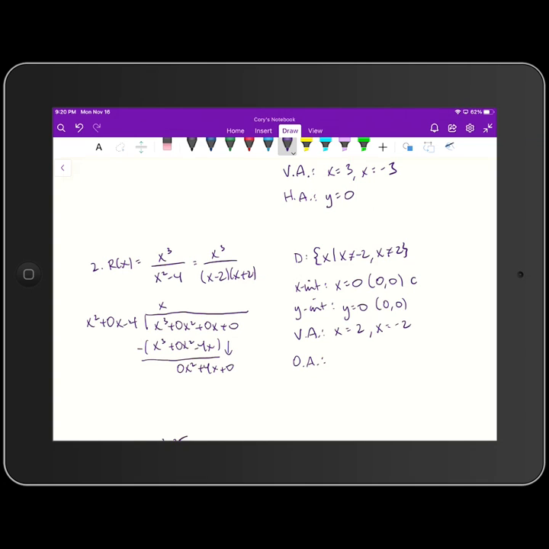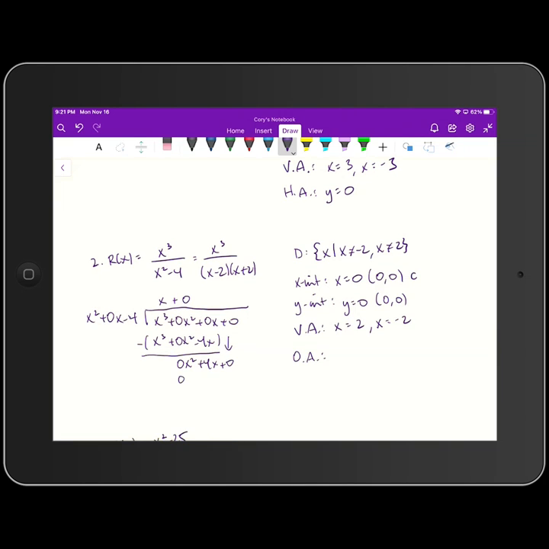What times x squared gives us 0x squared? That is 0. So when I distribute 0 across everything, we get 0x squared plus 0x plus 0. And then when I subtract, my remainder here is 4x. Now, when it comes to finding oblique asymptotes, I can't explain this fully until you get into calculus. But when you find a remainder like we found here, you ignore the remainder when finding the oblique asymptote. So our oblique asymptote is going to be the line y is equal to x.